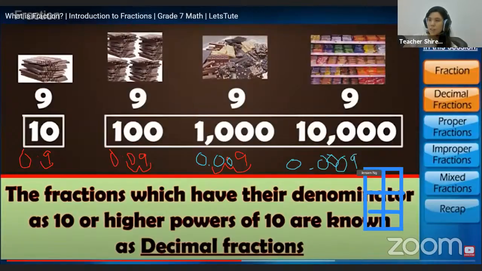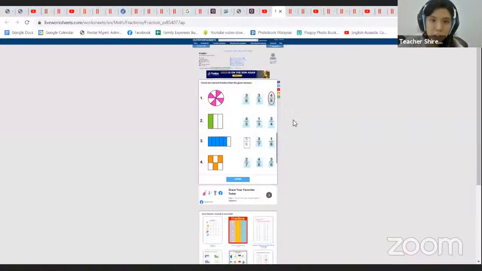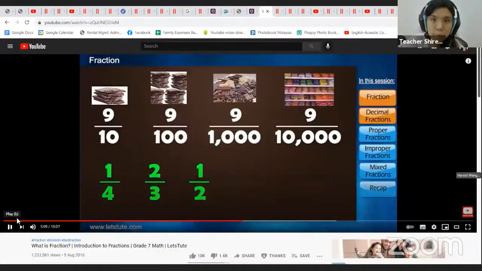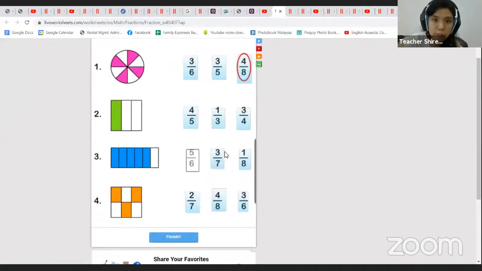Fantastic. If you understand till here, let's do a portion of it first. We learned about fraction and decimal fraction. Later on, we'll learn about proper, improper, and mixed fractions. But till now, let's just exercise for a while, just to test your foundation. Just try to do simple basic ones.